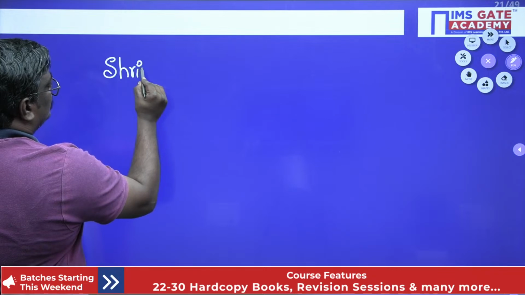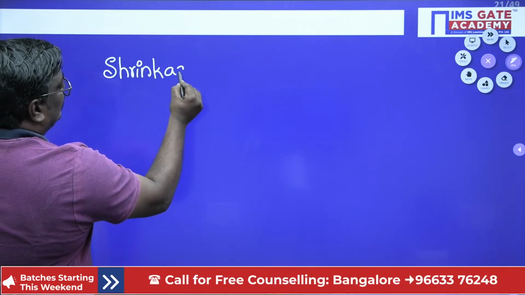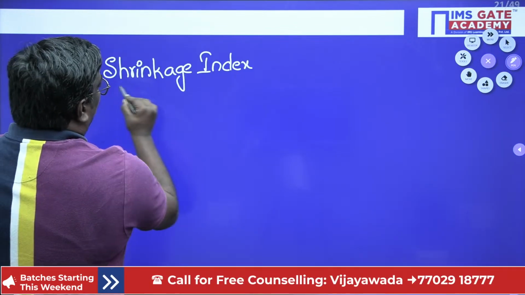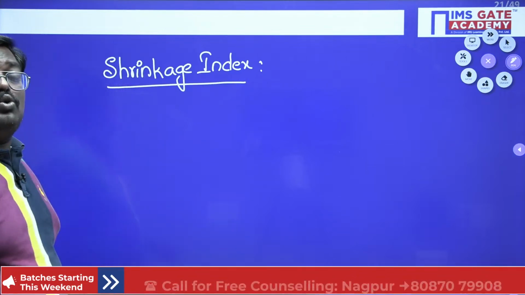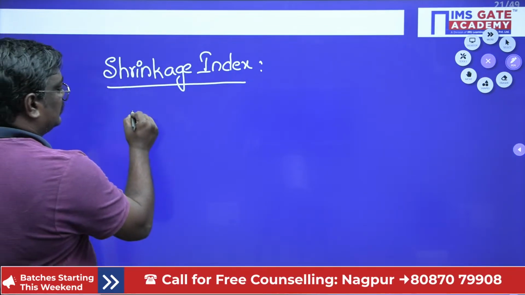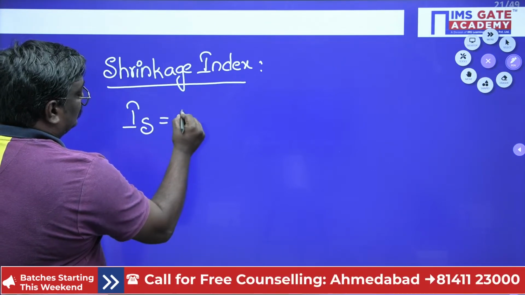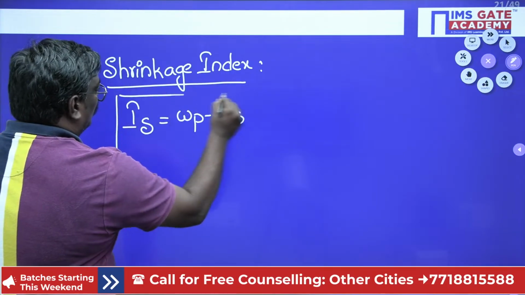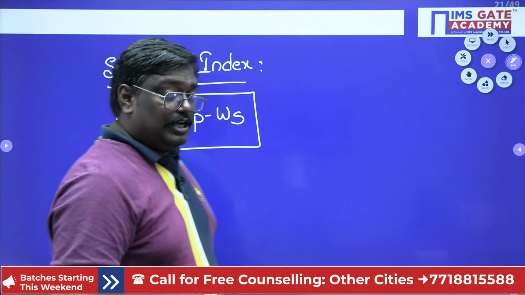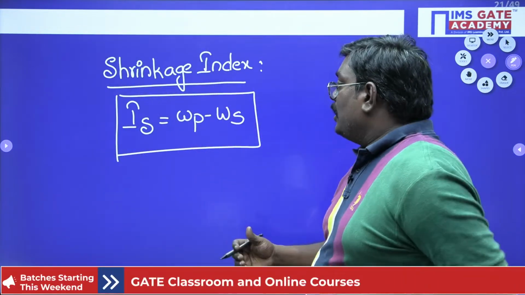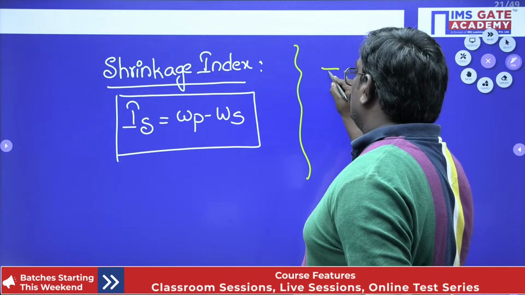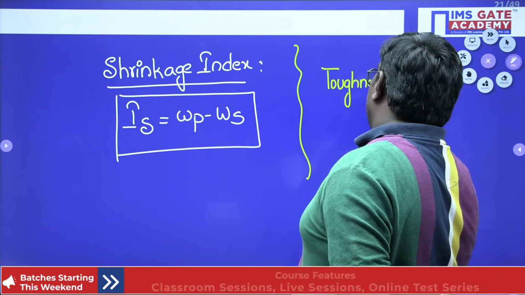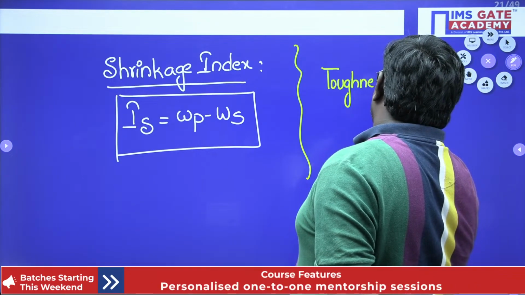All these indices will help you to classify the soil. Here the shrinkage index is denoted by IS and it is given as WP minus WS. Based on the shrinkage index, if you talk about swelling or shrinkage, you will get at least an idea. And also, my dear students, we have a factor called the toughness index, which tells how the soil will offer resistance against deformation.